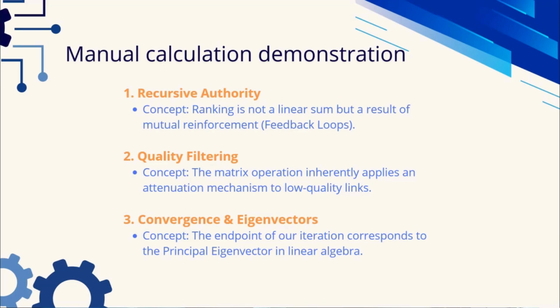Convergence and eigenvectors. Regardless of where we start, the system will eventually stabilize. This stable endpoint is, in linear algebra, the principal eigenvector of the matrix. This means that in a given network, there is an objective and unique order.